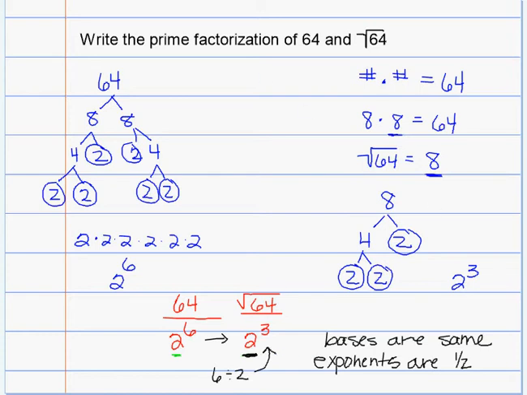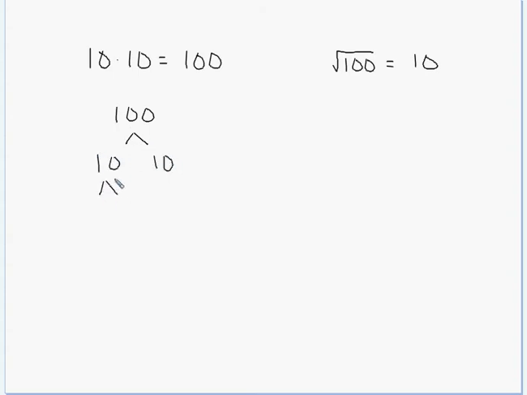I'm going to insert a page here so that I can show you that you know that 10 times 10 is 100, right? And the square root of 100 is 10. Okay, so what is the prime factorization of 100? Well, we just said it was 10 times 10, and this is 2 and 5. 5 is prime, and this is 2 and 5.